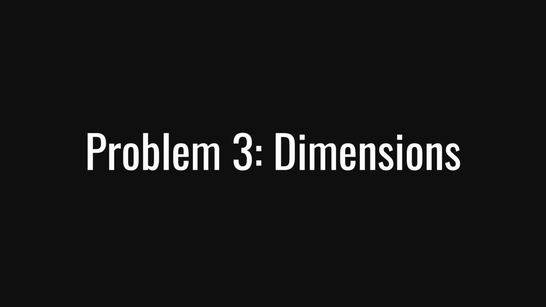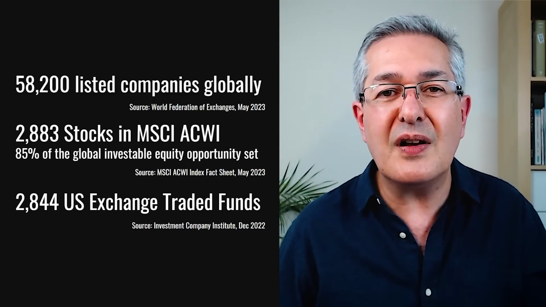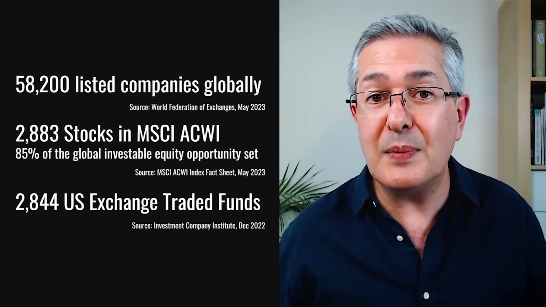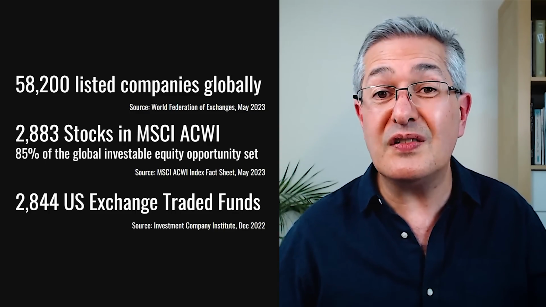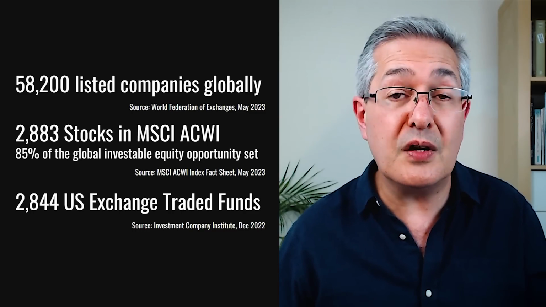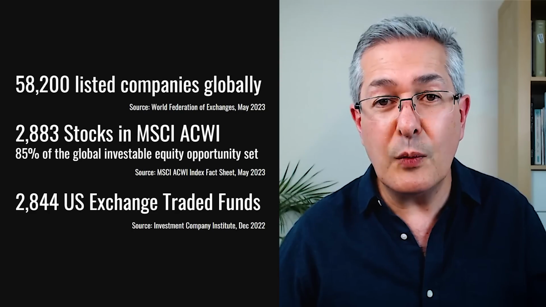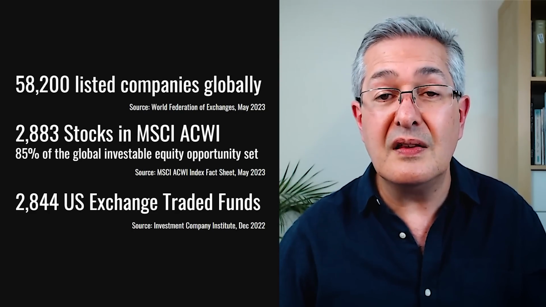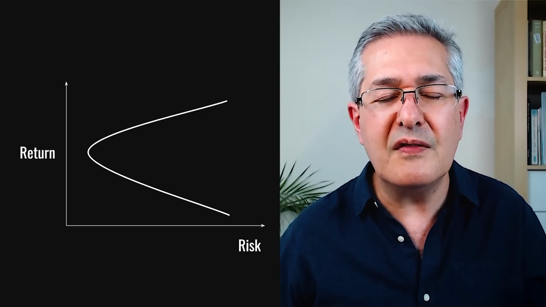Another problem which I think modern portfolio theory addresses is simplifying the act of building a portfolio by reducing the number of dimensions we have to think about. And the problem is that there are just so many things in which we can invest. For example, there are over 50,000 companies which are listed on stock exchanges globally. If we look at the stocks which are just in a global index like MSCI All Country World Index, that has about 2,800 stocks in it. And in the US, if we look at exchange traded funds, there are roughly the same number of those, about 2,800. How do we make sense of those investments?